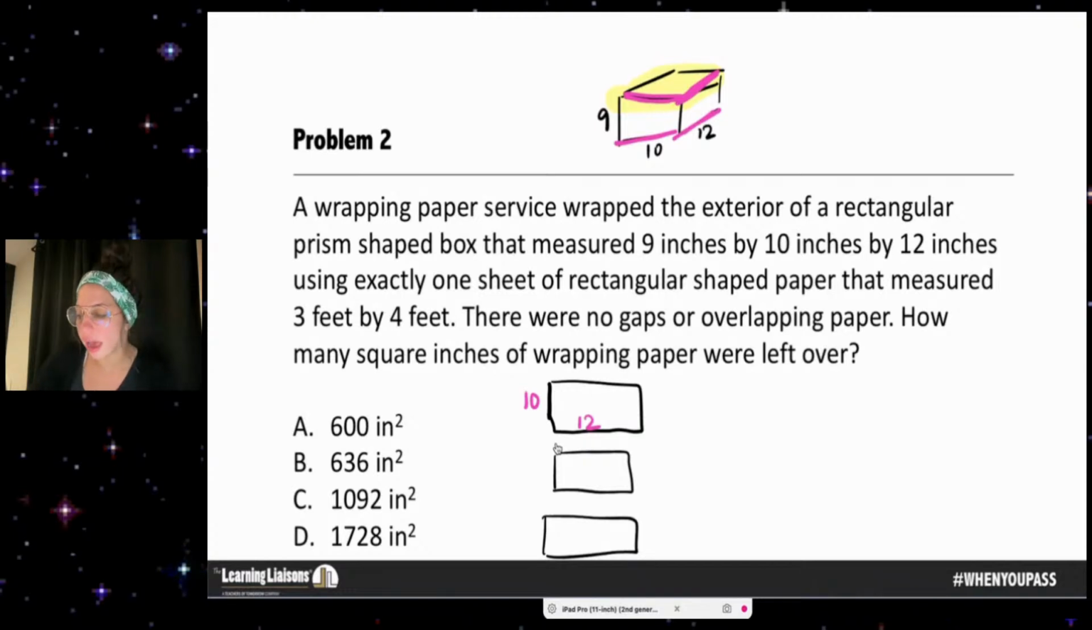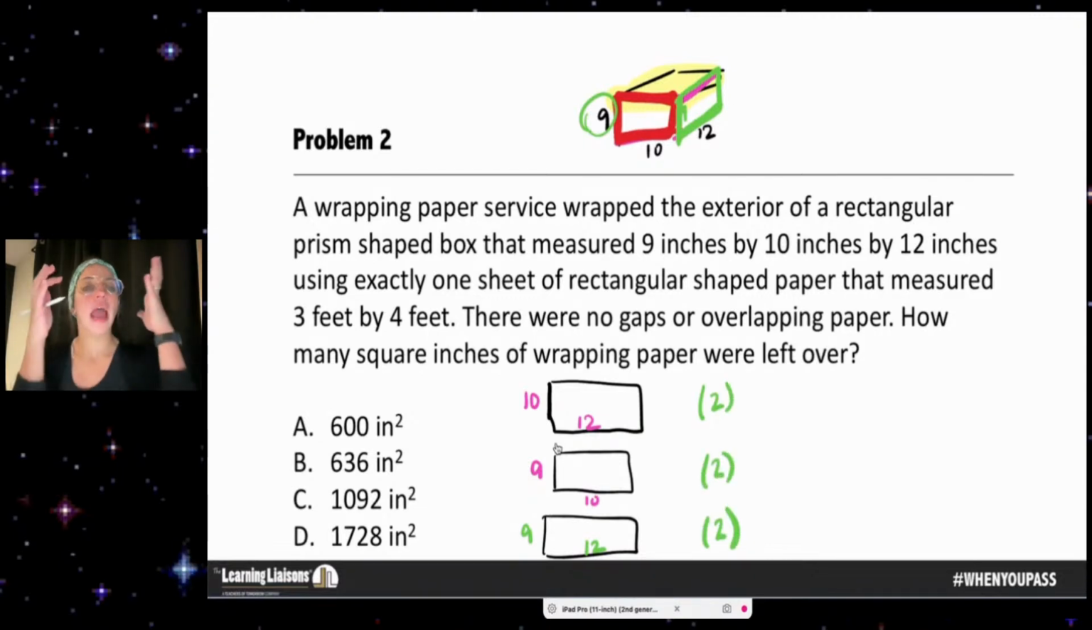Then I also have a 9 by 10, which is right here. And then I also have a 9 by 12, and that is the hardest one to see. And that is technically right here, 9 by 12, because if this is 9, then this is 9 as well. And we already decided we have 2 of all of them.